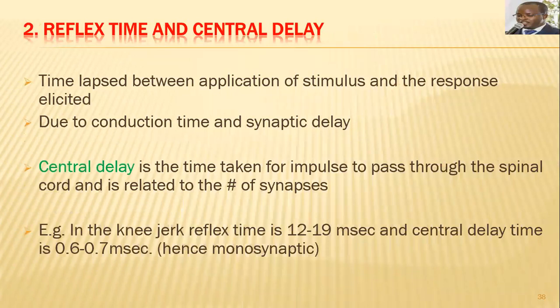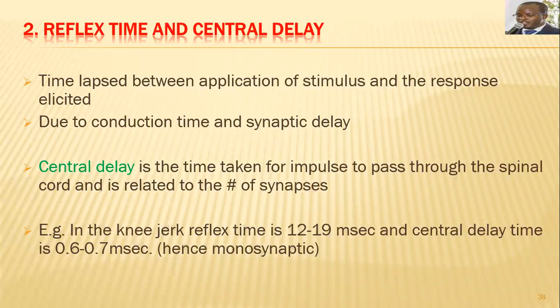Then the second property, reflex time and central delay. Time elapsed between application of the stimulus and the response elicited. That is due to conduction time and synaptic delay in the central nervous system. So the central delay is the time taken for the impulse to pass through the spinal cord and is related to the number of synapses, how many synapses there are. If it's monosynaptic, it won't take much time. If it's asynaptic, then it's even shorter. Polysynaptic, it will take much time. Bisynaptic, it also takes a bit of time.